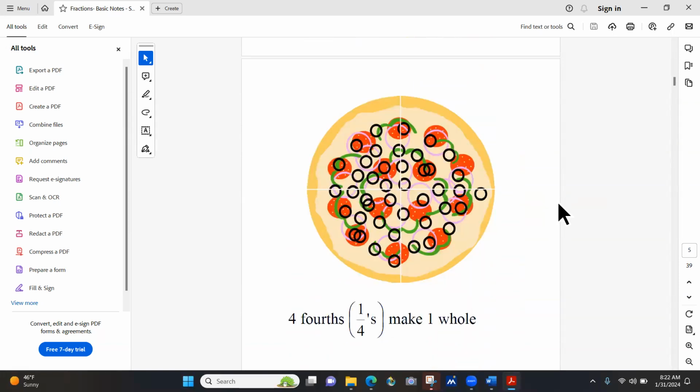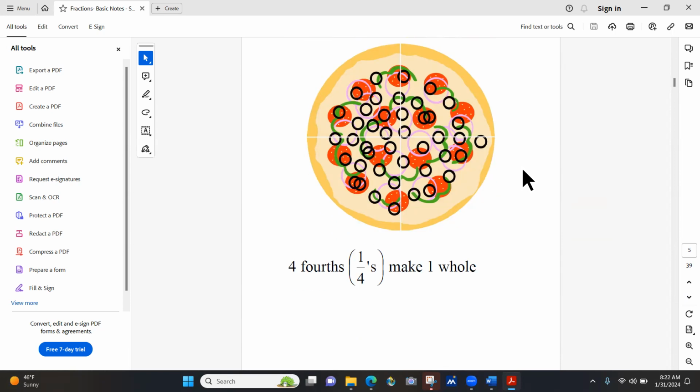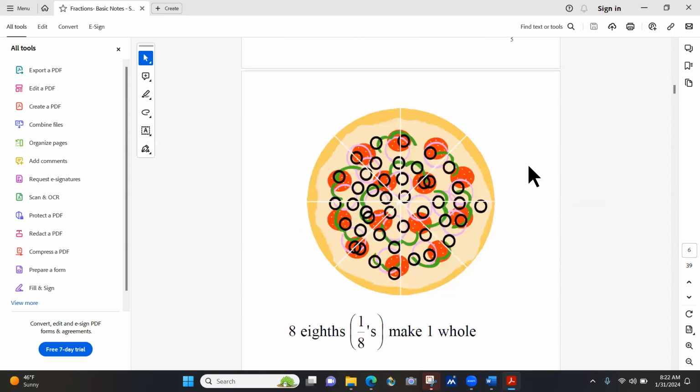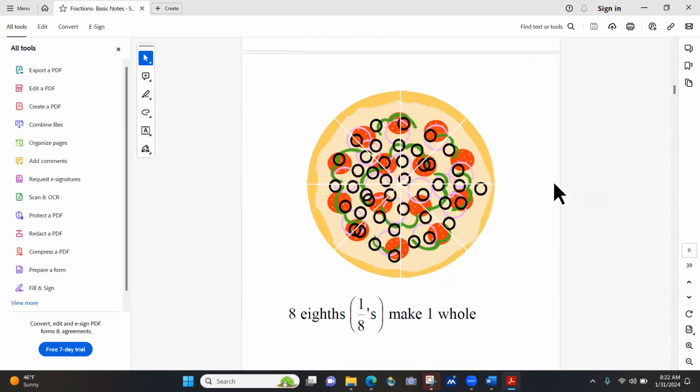4/4 make a whole. Take a pizza, cut it into 4 parts. Each part is going to be 1/4, and 4 of them will make your whole pizza back. And you can guess 8/8 make a whole, right? And you can see it.